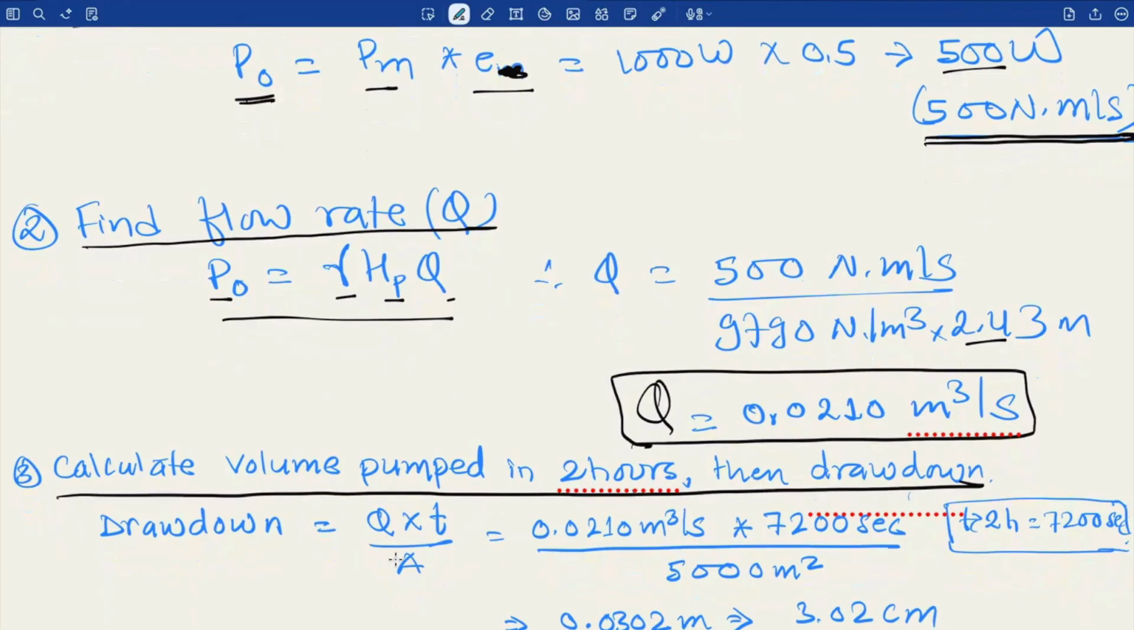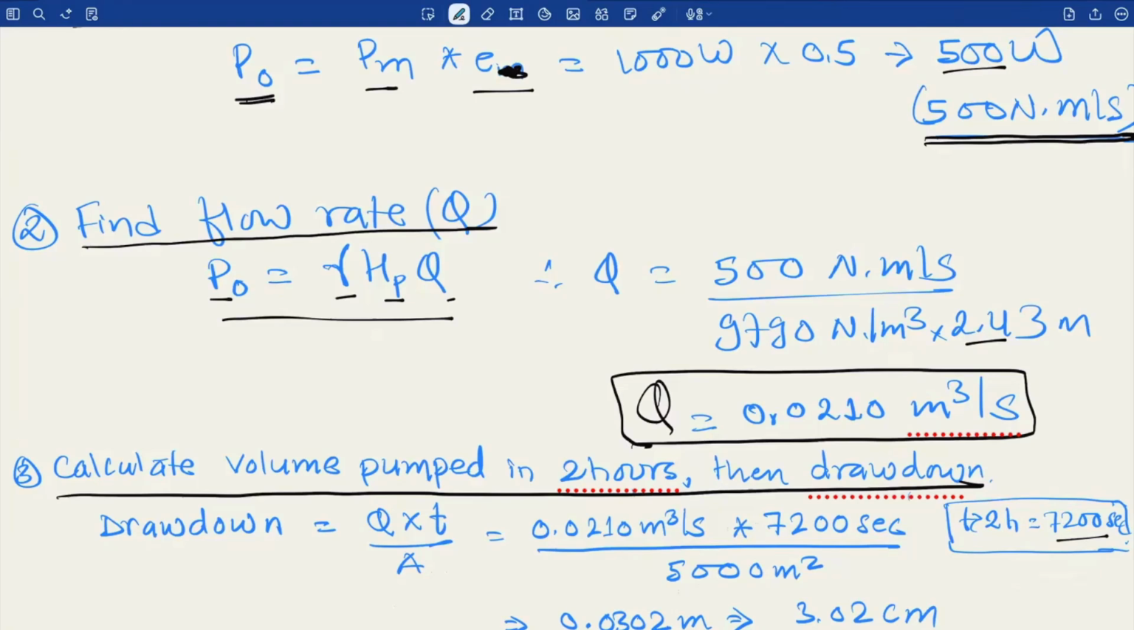Because the time is given as 2 hours, the drawdown will be equal to flow rate times time, that gives us volume, and when we divide by area, we can get the value for drawdown. We computed the flow rate earlier, which gave us 0.021, and this time is 2 hours, so converting that into seconds, we get 7200, and when we divide by the given area, that is 5000 meter square, we get 0.030 meter, which gives us 3.2 centimeter.